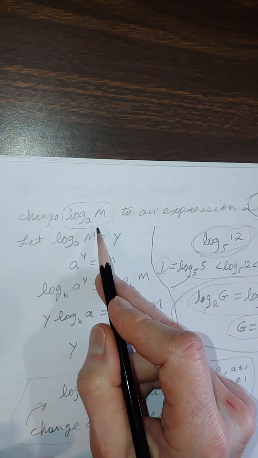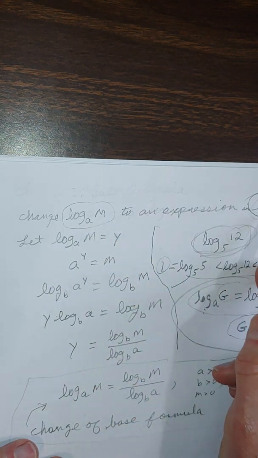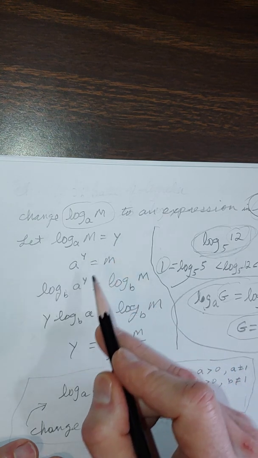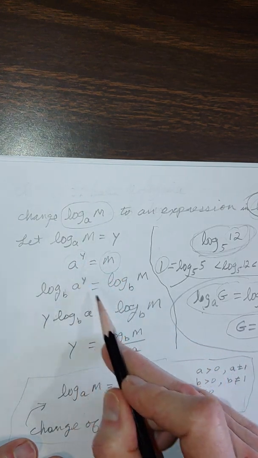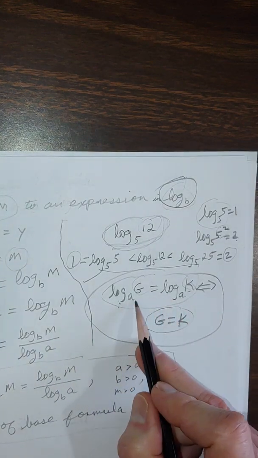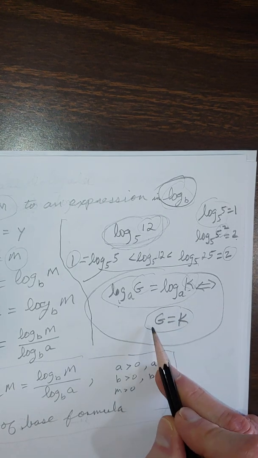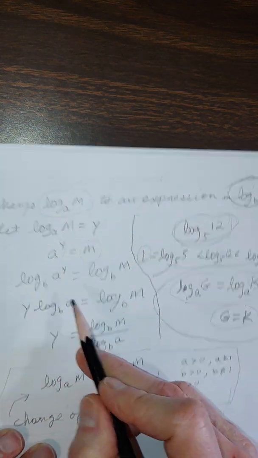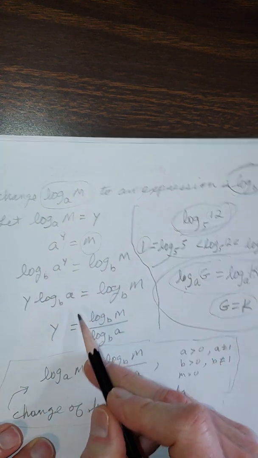Again, I want a way of writing log base a of m using a base b log. So let log base a of m equal y. Oh, I know why I mentioned that: because these two are equal, I can take the log of both of them, and they're equal because of what I just showed you. If log base a of g equals log base a of k, then g equals k. Or conversely, if g equals k, then the log of g equals the log of k, same base. So since these two are equal, I can take the log base b of both sides. So log base b of this side equals the log base b of that side.